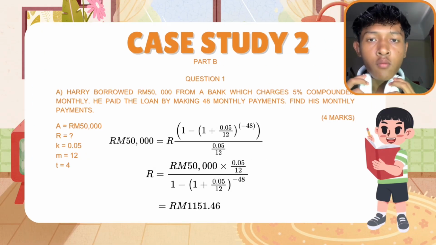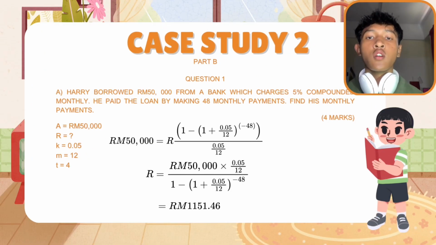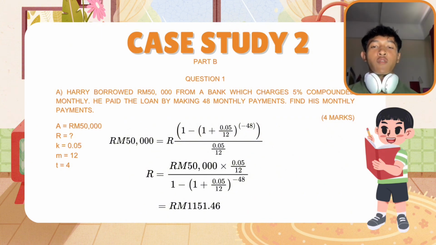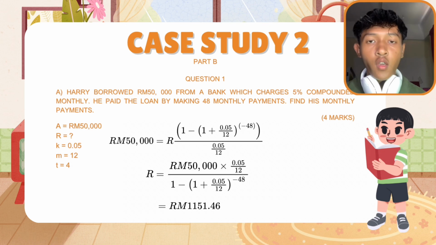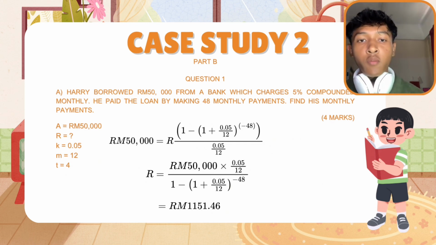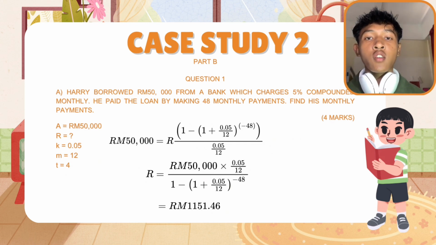Hi guys, Assalamualaikum. We have case study 2, which is a famous question in exams. So let me begin. Harry borrowed 50,000 ringgit from a bank which charges 5% compounded monthly. He paid the loan by making 48 monthly payments. Find his monthly payment. The question wants us to find the monthly payment, so monthly payment is R. We have to find the value of R. A equals 50,000, R equals we don't know yet, k equals 0.05, m equals 12, t equals 4. So let's put these numbers into the formula.